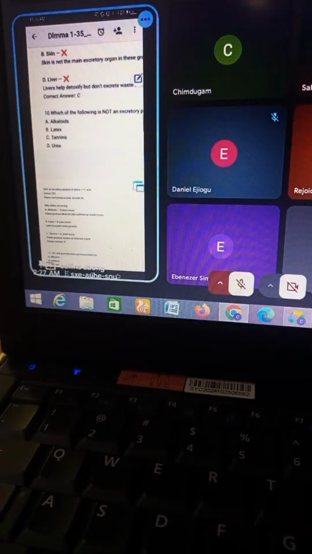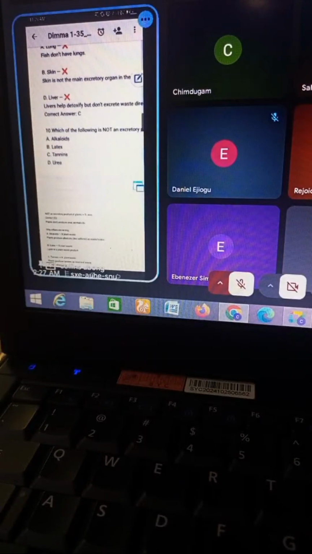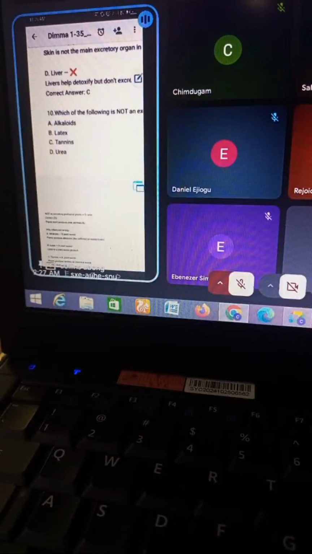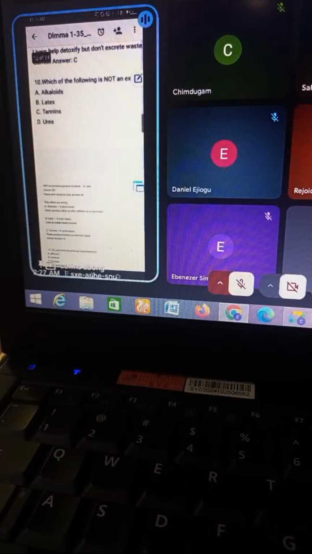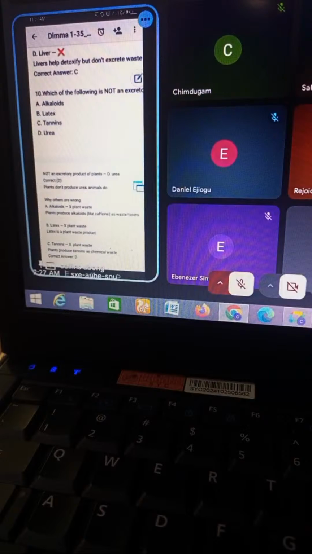Okay. Number 10. The question was, which of the following is not an excretory product of plants? And you said urea, which is 100% correct. So why are the others wrong? Alkaloids. Alkaloids are plant waste products, like caffeine, as waste, so toxins.